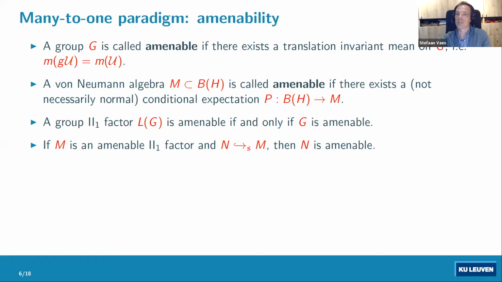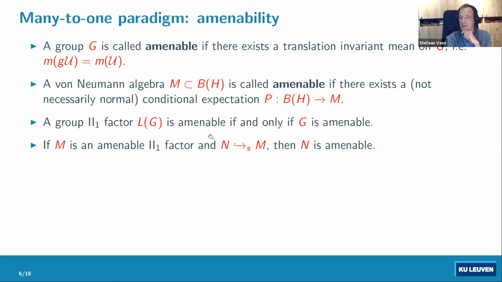Now, this notion can be transferred to von Neumann algebras. There is also a notion of amenability for von Neumann algebras, and a von Neumann algebra is called amenable if there is the appropriate equivalent of such an invariant mean. This is expressed as a non-normal, so not weakly continuous, conditional expectation of B(H) back onto M. Why am I saying this? Because amenability turns out to be really intrinsic and important for von Neumann algebras, because a group II_1 factor L(G) is amenable if and only if the underlying group G is amenable.